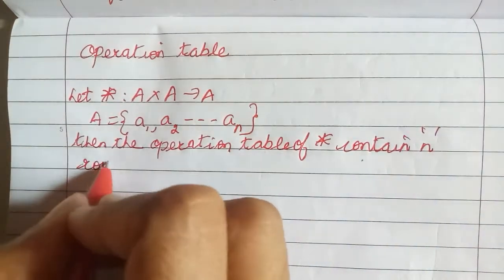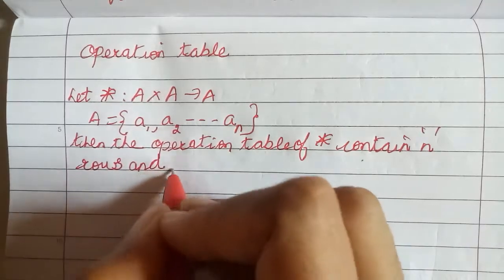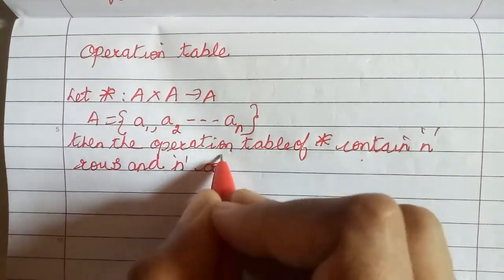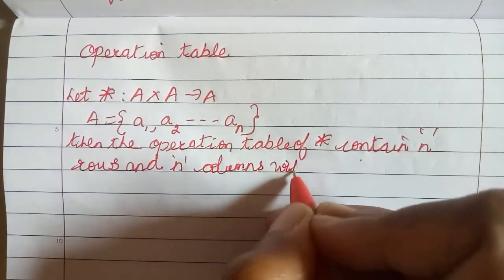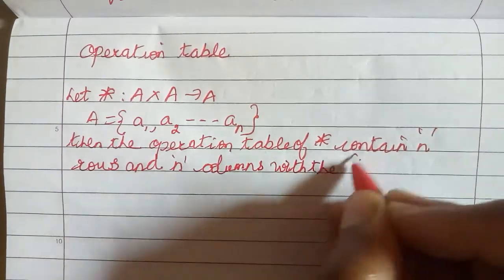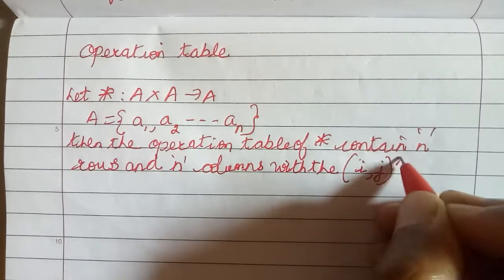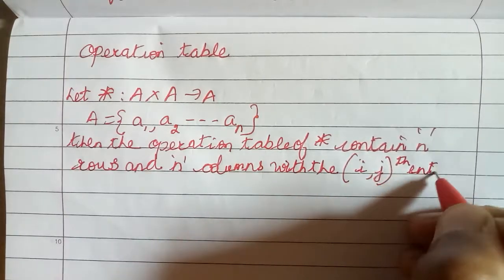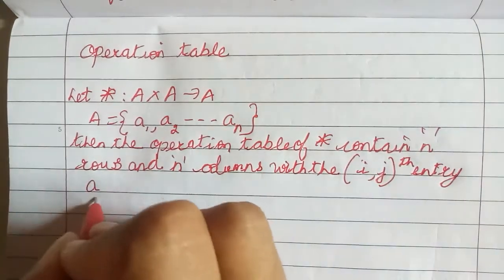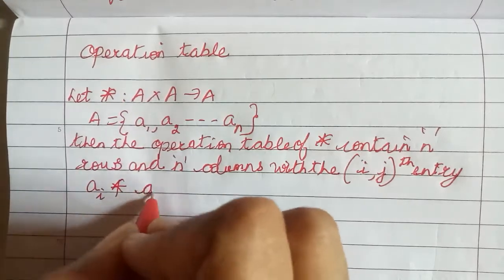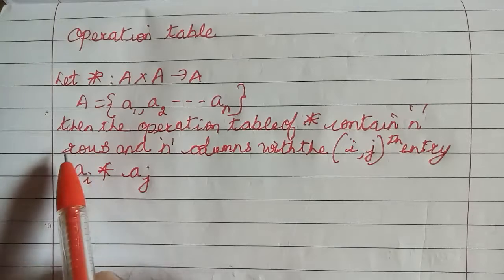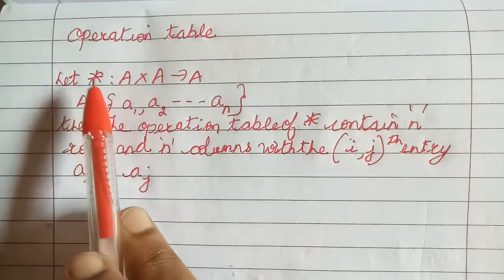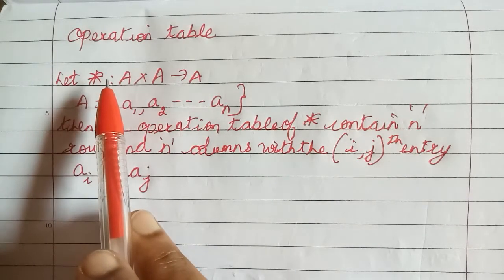n rows and n columns with the ijth entry ai star aj. Operation table. So suppose if I have a function star, okay, or let it be a binary operation, no problem.